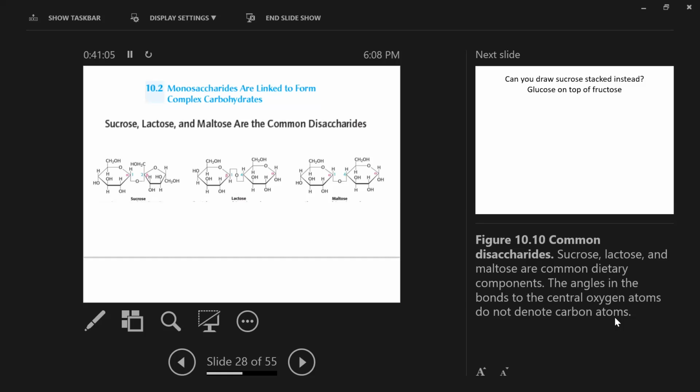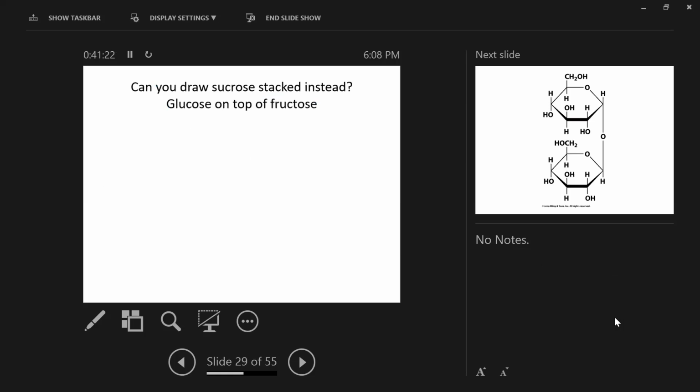I don't have you ever flip it for that Dropbox item. We just did the new convention, which is horizontal, which is easier, but people think it's harder. I don't know why. You just draw one and you draw the other one and you erase the elements of water and join them. So it's much easier, really. But here it says, can you draw sucrose stacked instead? So think of bunk beds. They're stacked. They take up less space.